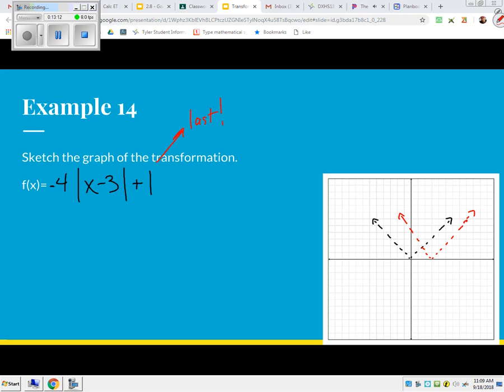Now remember, I've got to treat this 4 and the negative as 2 separate ones. I just work my way backwards. I'm going to do the 4 first and then the negative. So the 4 stretched by 4. So make it 4 times as tall, right? It's going to be stretched out 4 times. Ooh, that is a skinny, skinny V coming up.